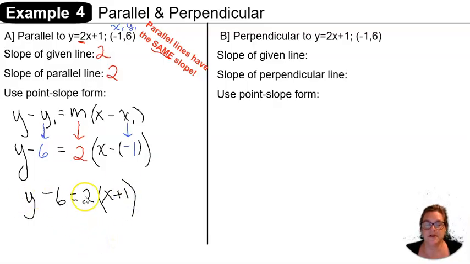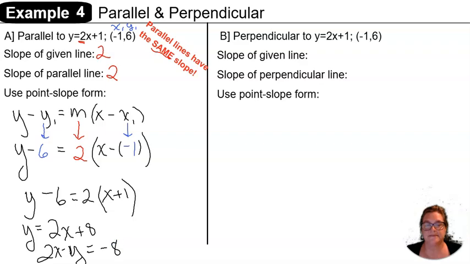Okay, if we wanted to put that into slope-intercept form, we could distribute the 2 over the parentheses and then add 6, and slope-intercept form would be y equal to 2x, and then 2 plus 6 is 8. So y is equal to 2x plus 8. If we wanted to put this into standard form, we could subtract the y from both sides, subtract the 8 from both sides, and we'd have 2x minus y is equal to negative 8.